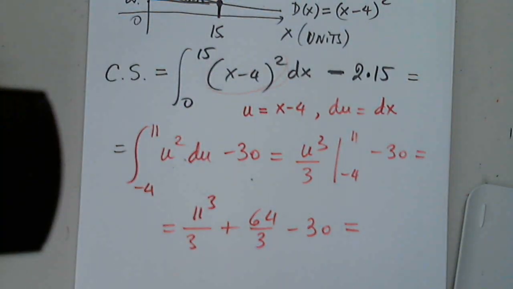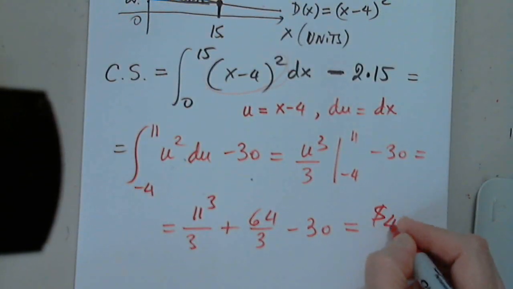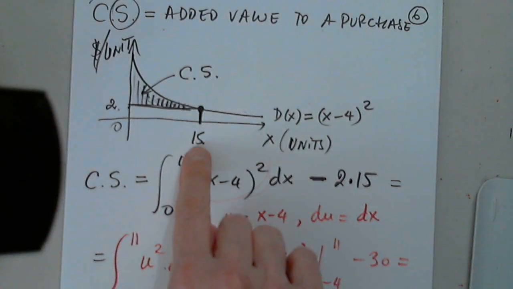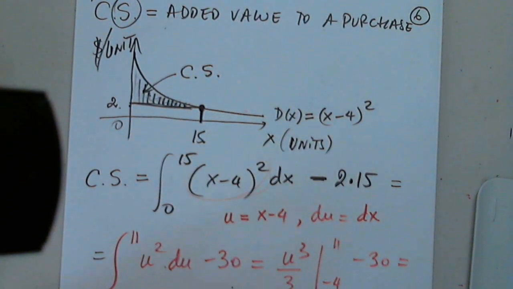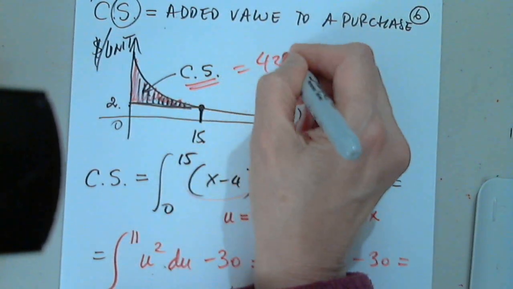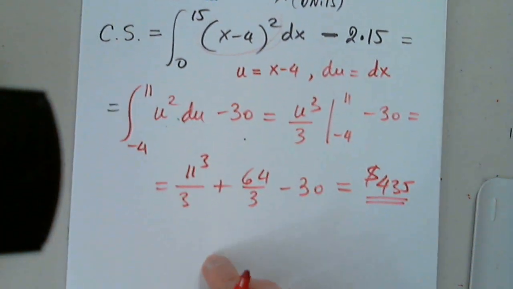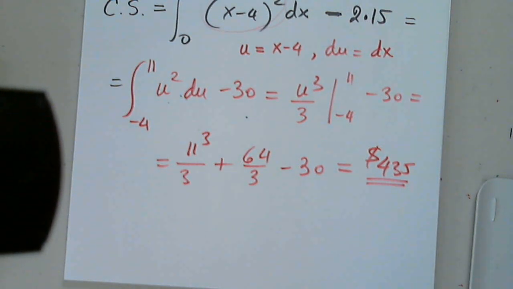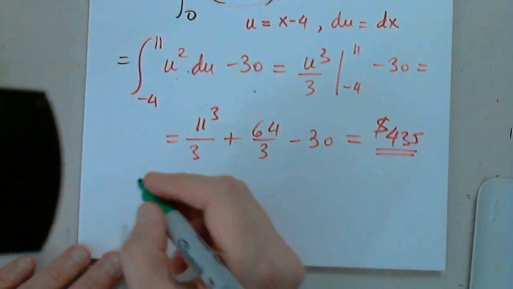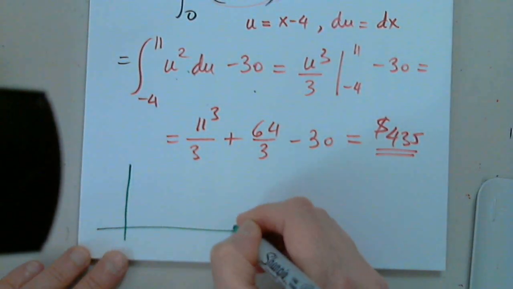So that is the extra that we are getting if we purchase 15 units at the price of 2. And this is the area. This piece is $435. So this is the additional value that we enjoy without paying for it. Okay? In the same way, let's discuss now the producer surplus.